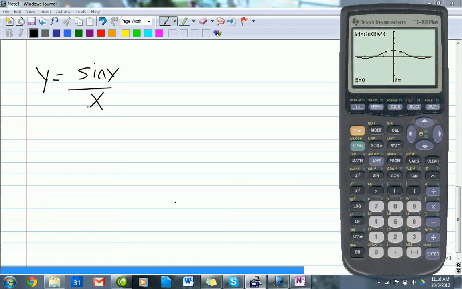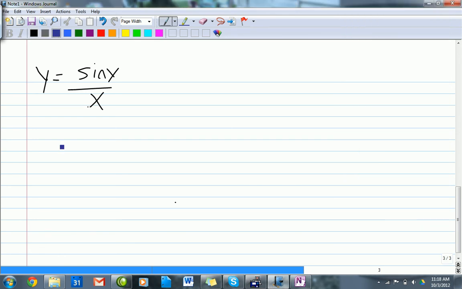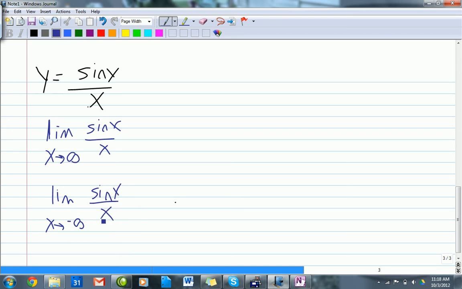What I would like to consider are these particular limits. What's happening to our function as x is going to infinity? Or what's happening to that same function as x is going to negative infinity? Okay? So again, we have an infinite limit somehow as x is going to infinity or negative infinity, and we're going to see what we can conclude.